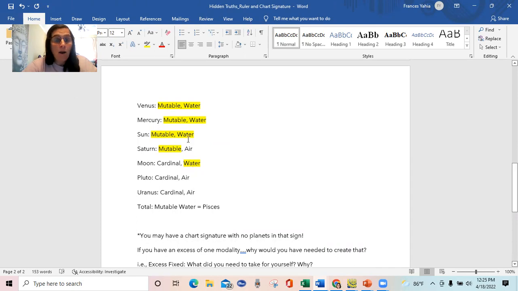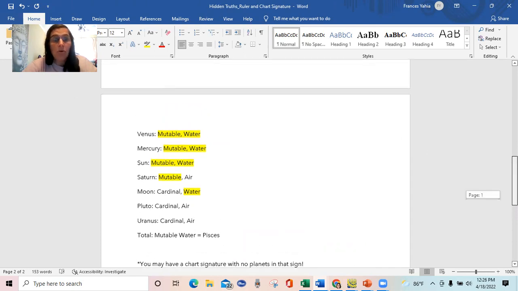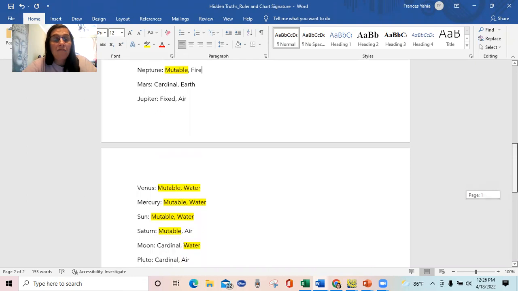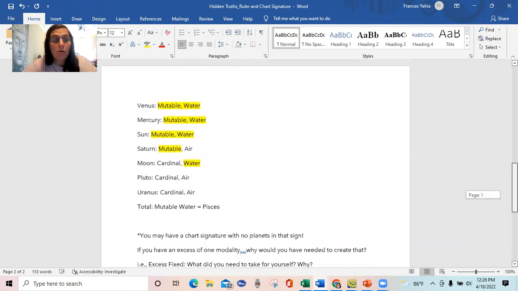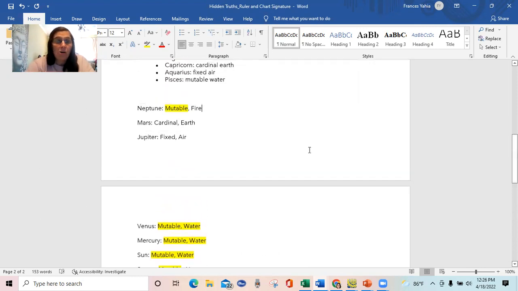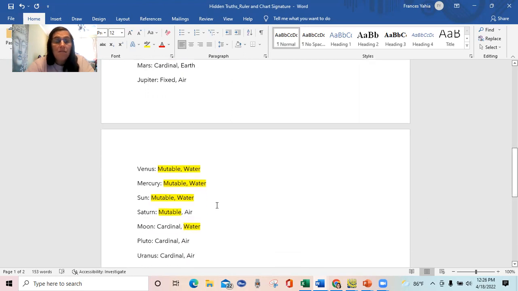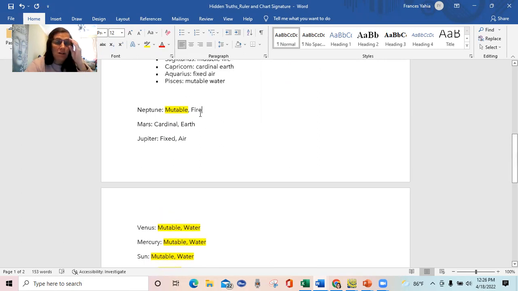Totaling the water that I have and the mutable as the main one, I have 5 mutable and water. So it's now the grouping of how many in the mutable is number 1, mine is 5, and how many water. So I've highlighted here: 1 mutable, 2 mutable, 3 mutable, 4 mutable, 5 mutable cross. Okay. So I guess what threw me off here was I had fire because it's Sagittarius, but I was thinking of mutable water. So my Neptune is in Sagittarius.